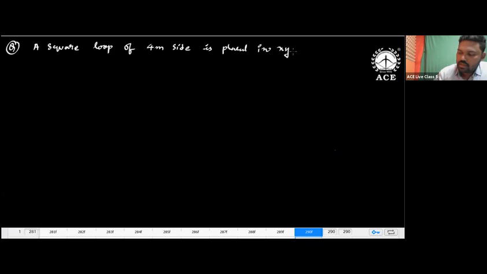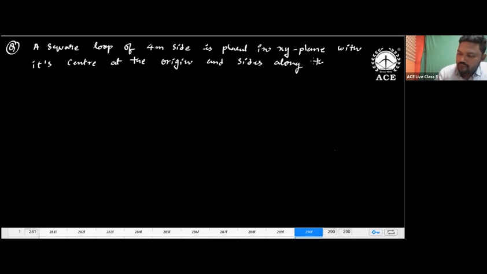Here is a question. I'll just read out, I'll write down. A square loop of 4-meter side is placed in XY plane with its center at the origin and sides along the coordinate axis.